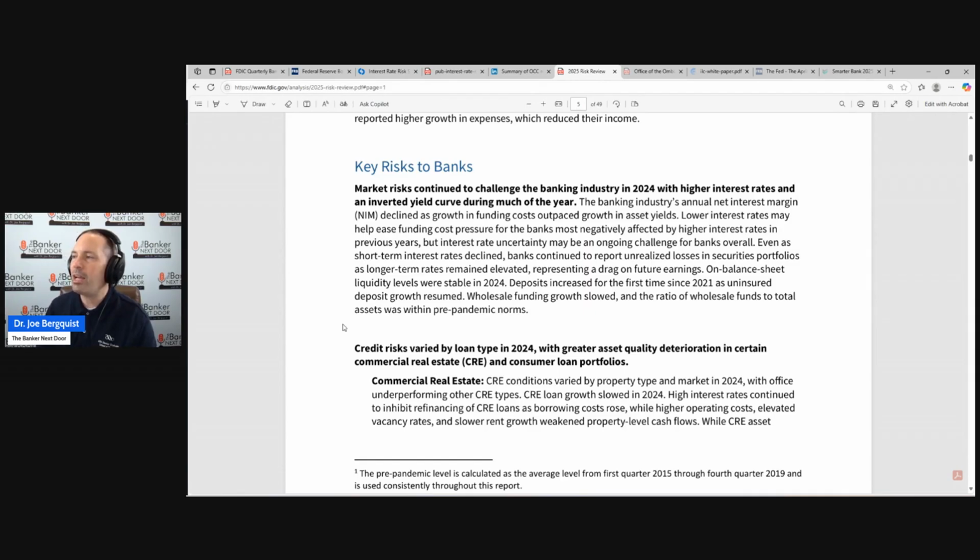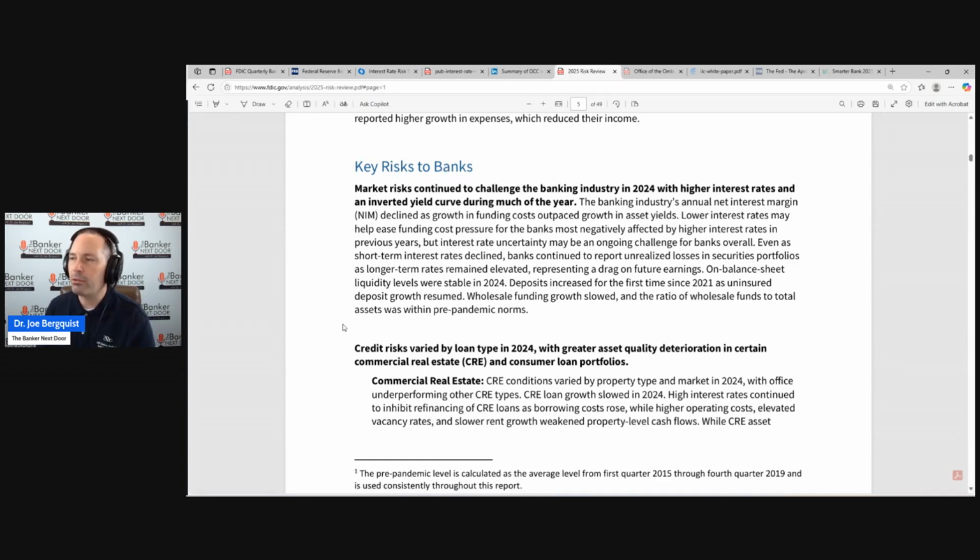The banking industry's annual net interest margin, the NIM, declined as growth in funding costs outpaced growth in asset yields. Lower interest rates may help ease funding cost pressures for the banks most negatively affected by higher interest rates in previous years. But interest rate uncertainty may be an ongoing challenge for banks overall. Even as short-term interest rates declined, banks continued to report unrealized losses in securities portfolios as longer-term rates remained elevated, representing a drag on future earnings.